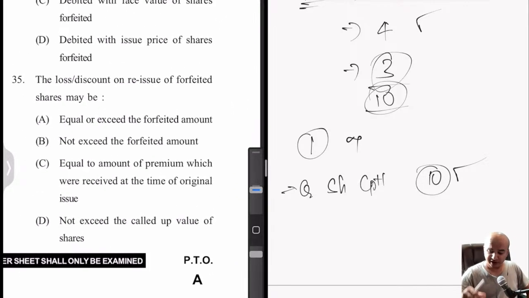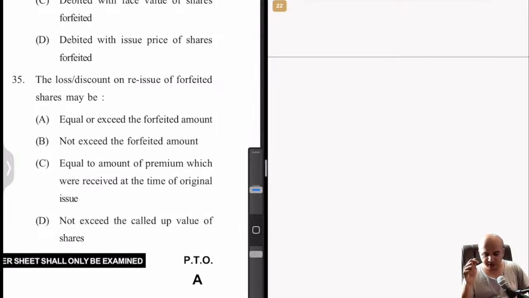Question number 35. Once again a question related to issue of shares, more precisely reissue of forfeited shares. Let's see. Again, this is based on a formula, actually not very difficult. The loss or discount on reissue of forfeited shares may be dash. Again, we know because of section 53 that we cannot issue shares at a discounted price. Earlier we did not have this rule in the old Companies Act. Correct me if I'm wrong with respect to section numbers, I keep forgetting them. I think this is because of section 53, that is, you cannot issue shares at a discounted price.